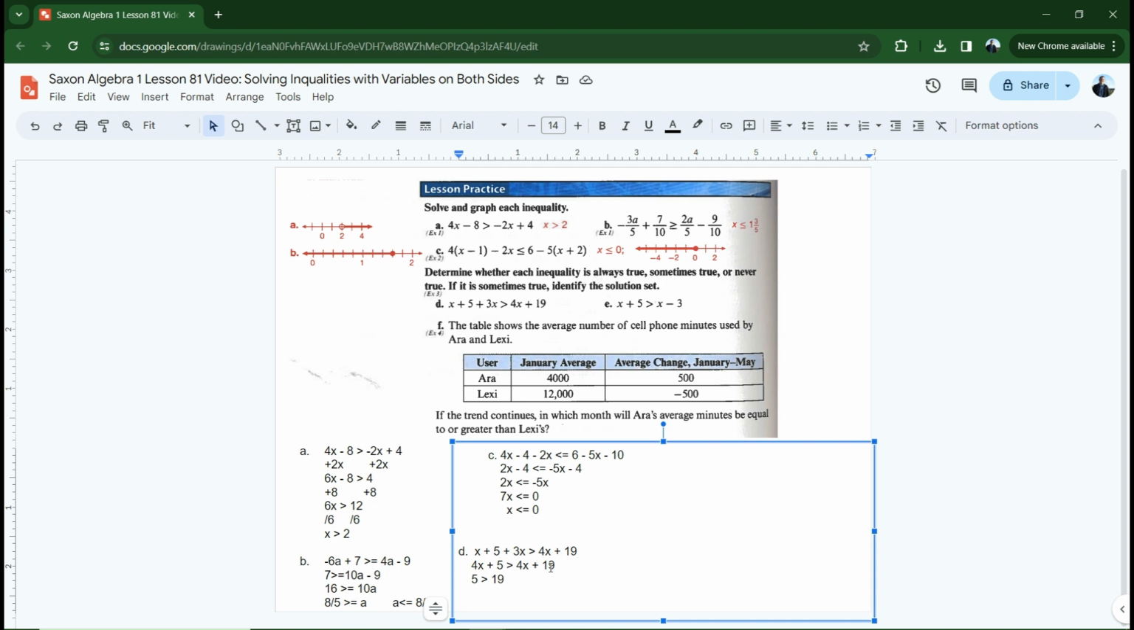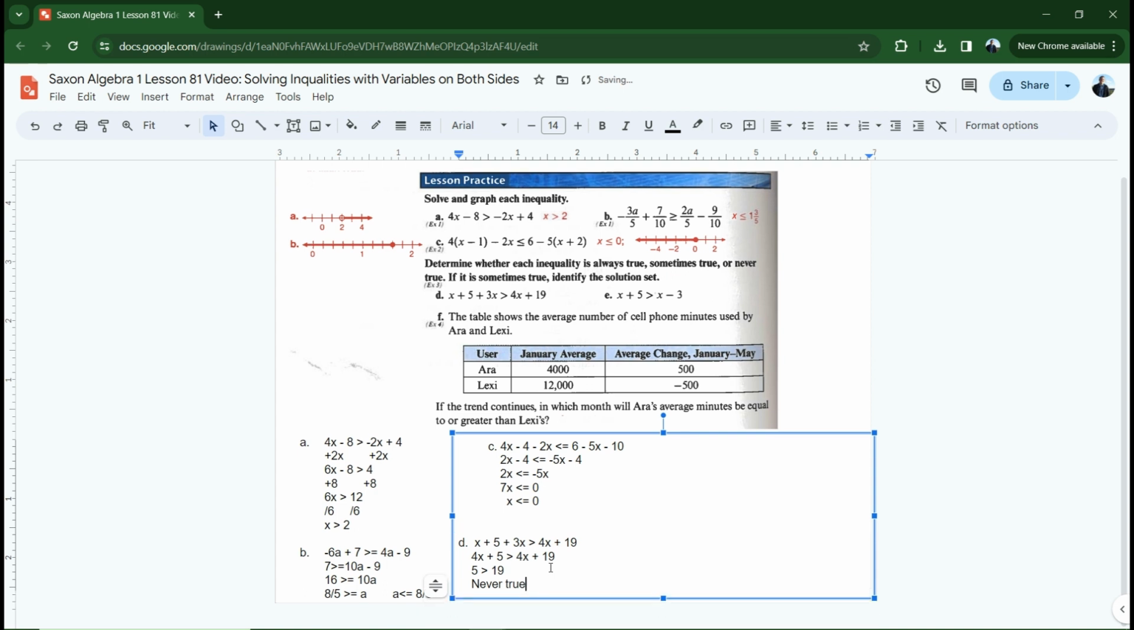In this case, we would look at it and actually evaluate: is this a true statement? Is 5 greater than 19? The answer is no. So this one is never true because it works out to something that's false.